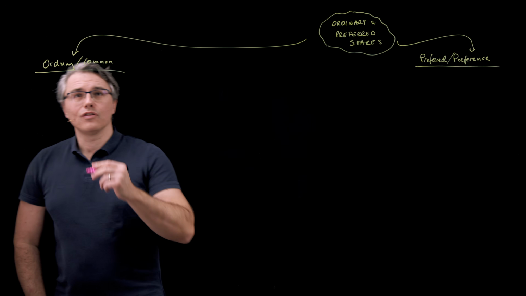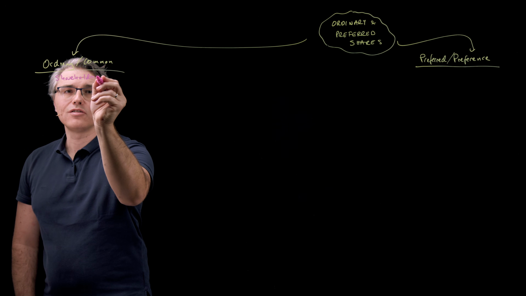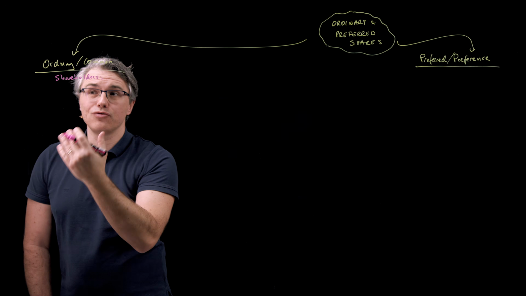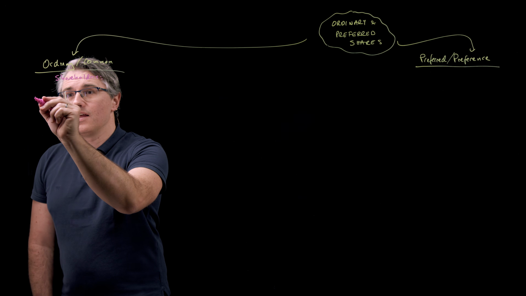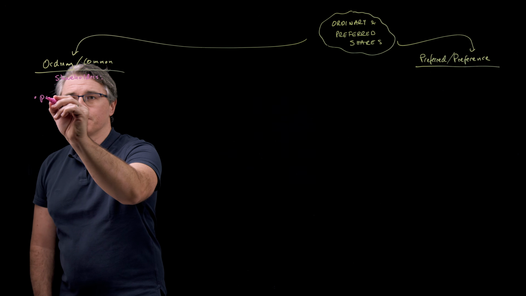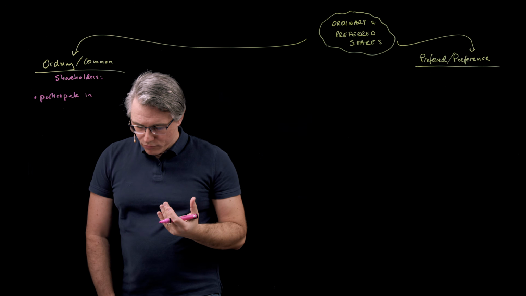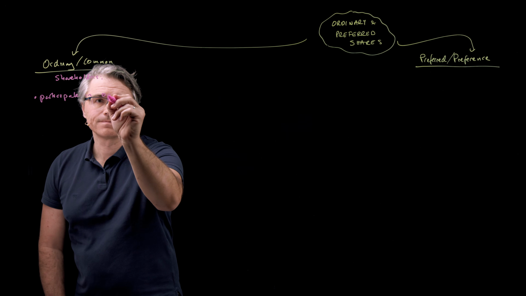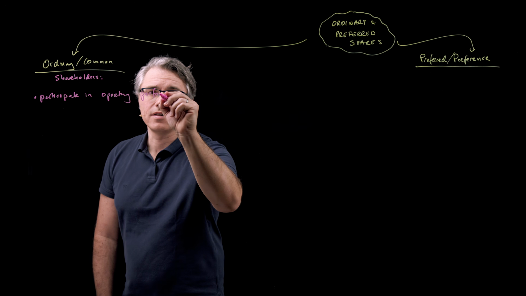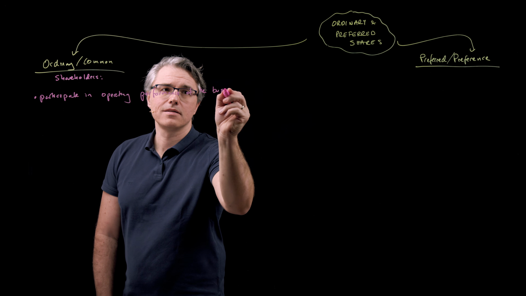So ordinary or common shareholders, those who hold such shares, they obviously have certain features, or they enjoy certain rights and features. For example, these are the people who are going to participate in the operating performance of the business. And I'll tell you what I mean by this. Let me just first write this down. Performance of the business.